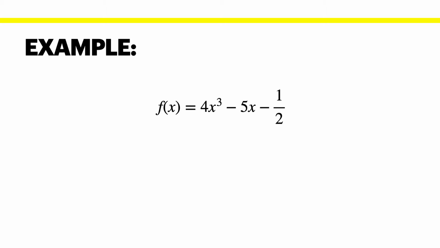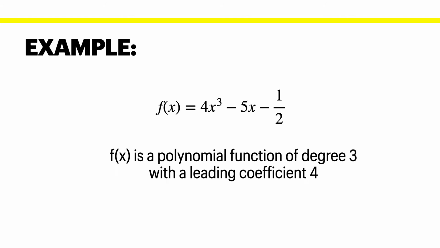Just by looking at this, we know that there's a specific power to it, the highest being 3, and there are no other kinds of power on the variables. In this case, I would say that this f of x is a polynomial function of degree 3 with a leading coefficient of 4.